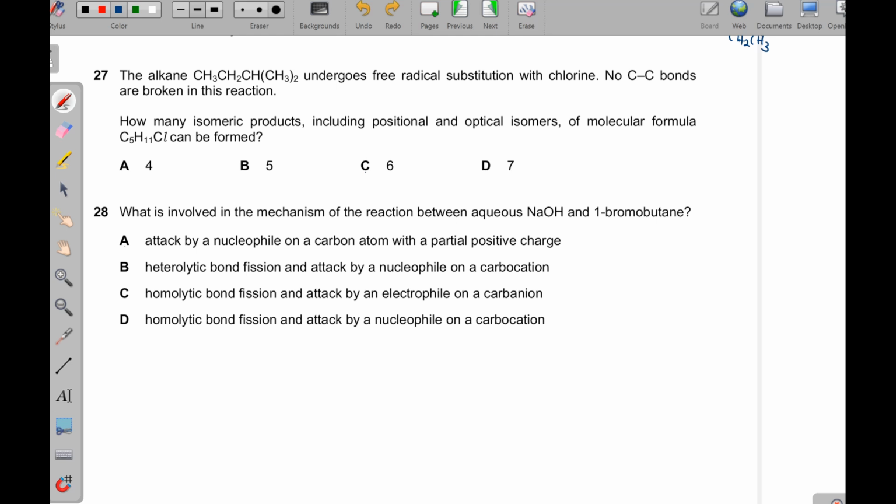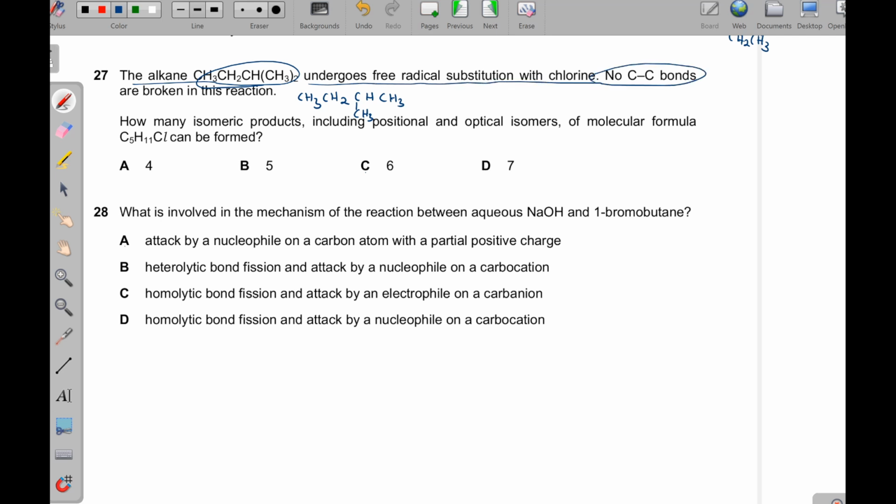Question 27. The alkane 2-methyl-butane. Is this 2-methyl-butane? Let's say this is CH3, CH2, then CH. So there is a CH3 here, and then there is another one here. So this carbon is connected to two CH3s. So this one is on the second carbon. Yes, it is 2-methyl-butane. So the alkane 2-methyl-butane undergoes free radical substitution with chlorine.